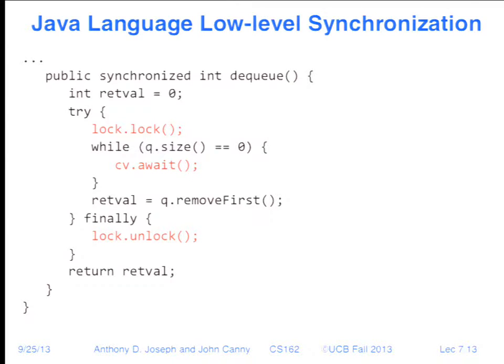On the other end, when we dequeue an item, again we first acquire the lock and check if the queue is empty. If it is empty, then we're going to wait for a while until somebody signals us. Otherwise, we're going to remove the item from the queue, and finally, normally or abnormally, we're going to exit and release the lock.